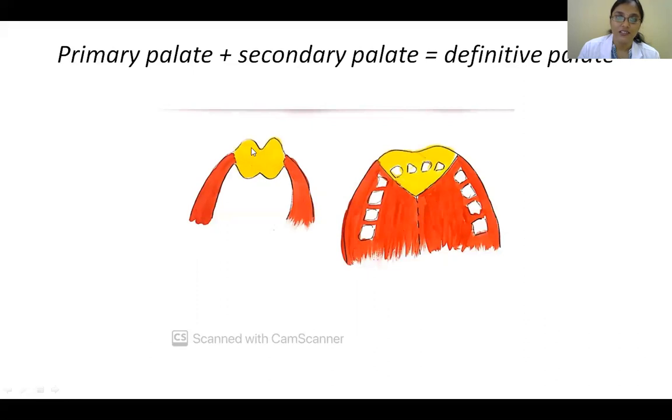So this part is the intermaxillary part. You're looking from the underside, and this is the maxillary process. This entire gap, if you're looking from the oral cavity, you're looking into the nasal cavity. And the lower part of the nose, you have this. This is forming your philtrum, this is where the teeth develop, and this is the little primary palate, from front to back.